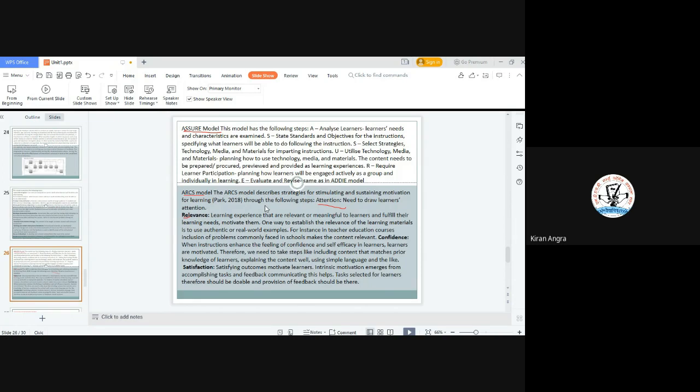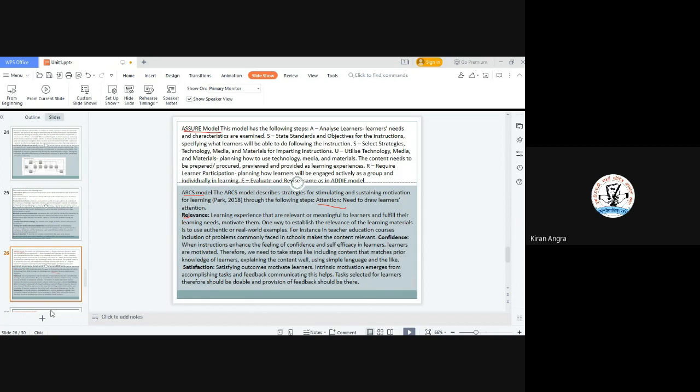So this is the ARCS model. ARCS means A for attention, as I have told you, and R means relevance, and C I was discussing. C is confidence, when the instruction enhances the feeling of confidence and self-efficacy in the learner. The learners are motivated. Therefore, we need to take steps like including content that matches their previous learning. Explain the content well using simple language so that they can have the confidence of learning.